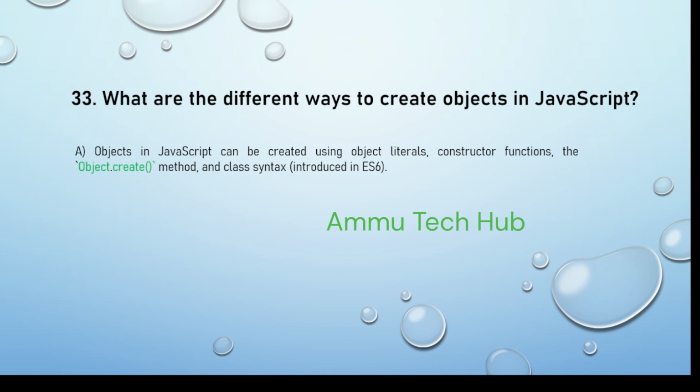What are the different ways to create objects in JavaScript? Objects in JavaScript can be created using object literals, constructor functions, the Object.create method, and class syntax, introduced in ES6.